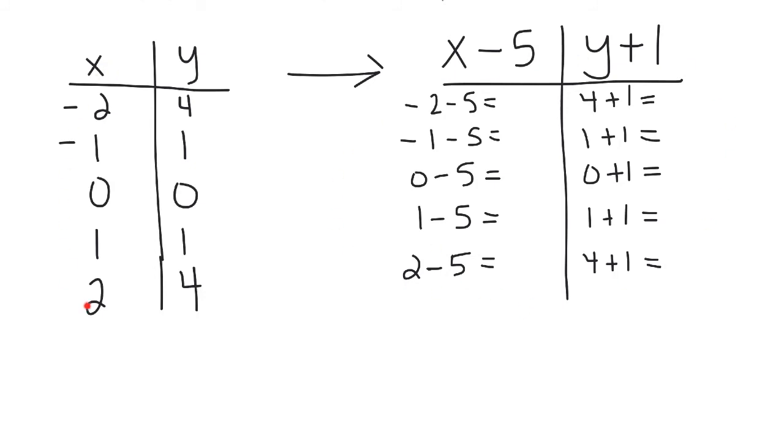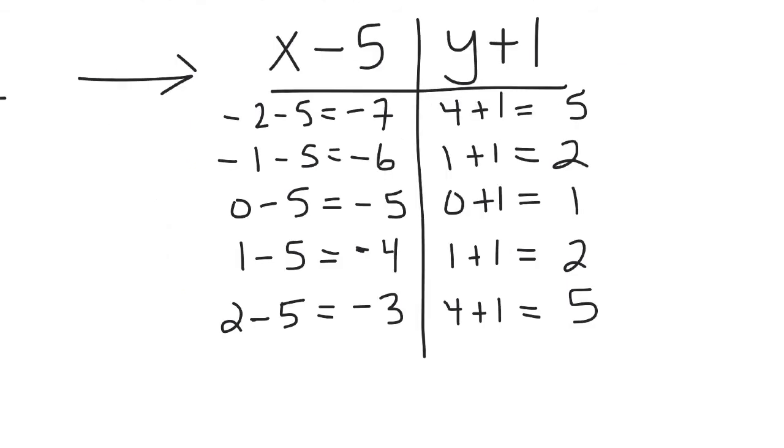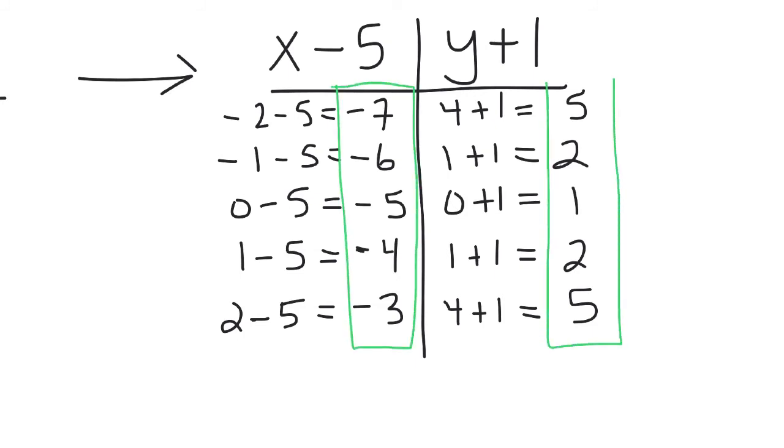So I've taken all of the x values from my original parent table of values, and each one got subtracted by 5. And I took all of the original y values from my table, and each one had 1 added to it. Once you calculate all of your brand new x and y values, you are ready to go ahead and plot them onto your grid. So remember, you have a brand new set of x and y values that will represent brand new coordinate points.